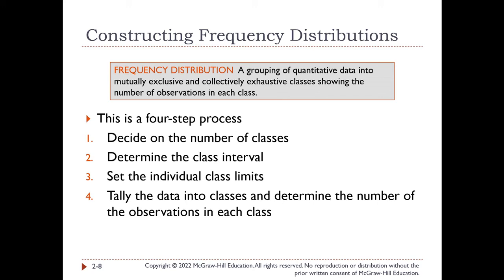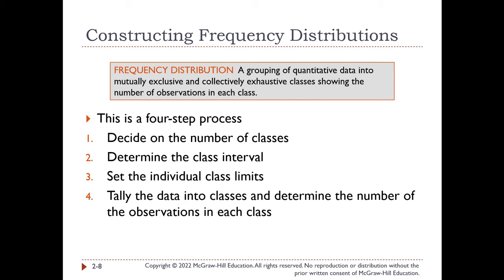Alright. So, frequency distribution. Now, this is a grouping of quantitative data into mutually exclusive and collectively exhaustive classes, showing the number of observations in each class. Basically, it's us converting quantitative, non-numeric, into almost a numeric form, to actually show what's going on, how it is being interpreted. So, this is usually a 4-step process.